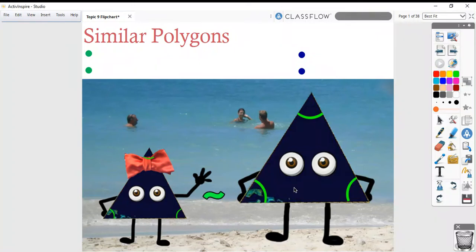Hi, everybody. We are looking today at the beginning of topic nine. Topic nine, and the first section of it, we're looking at similar polygons. All right, so we first need to know the definition of what similar polygons are.